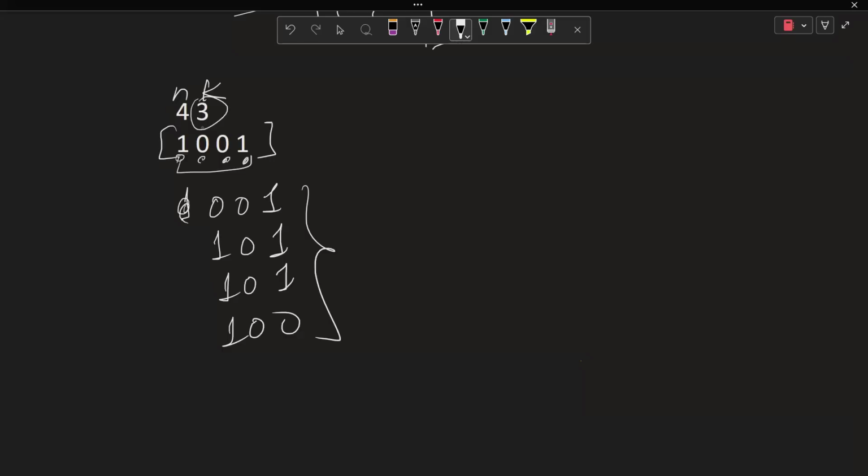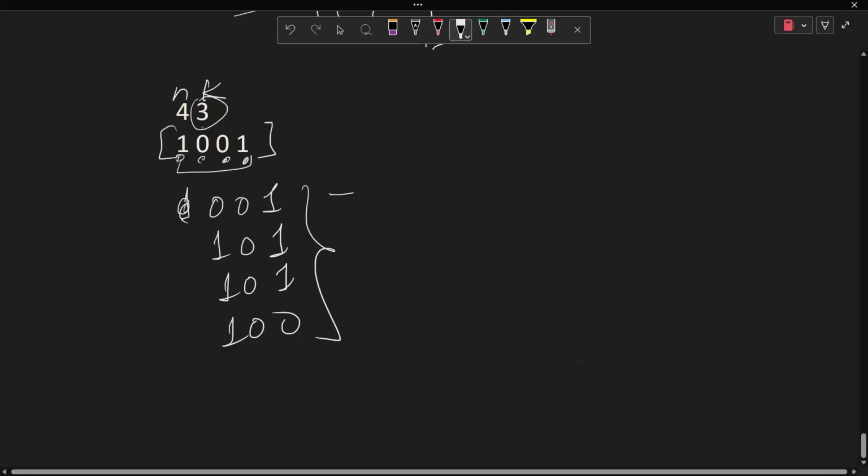Now for all these subsequences, we need to find the median of each subsequence and calculate the sum of them. So what would be the median of this subsequence? What does median mean?